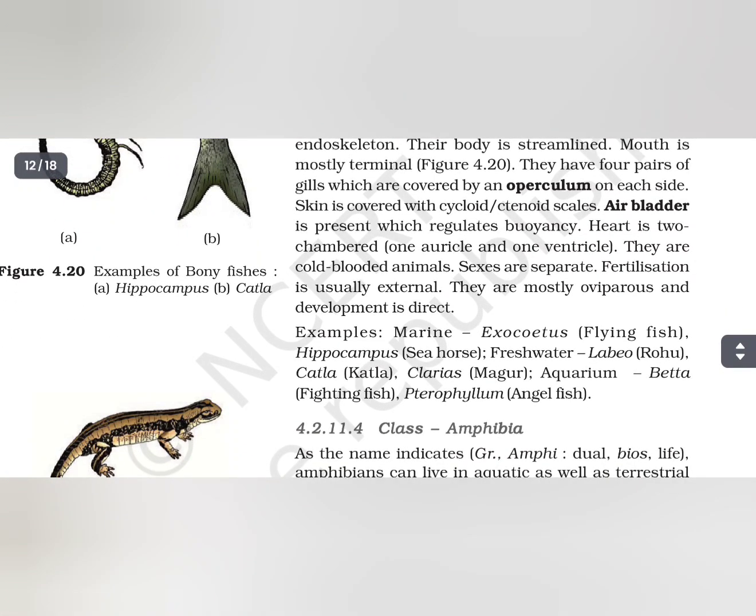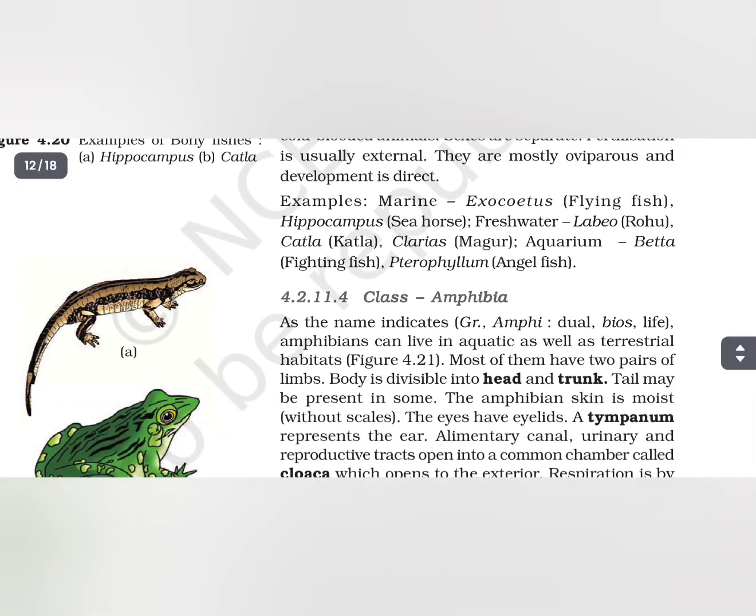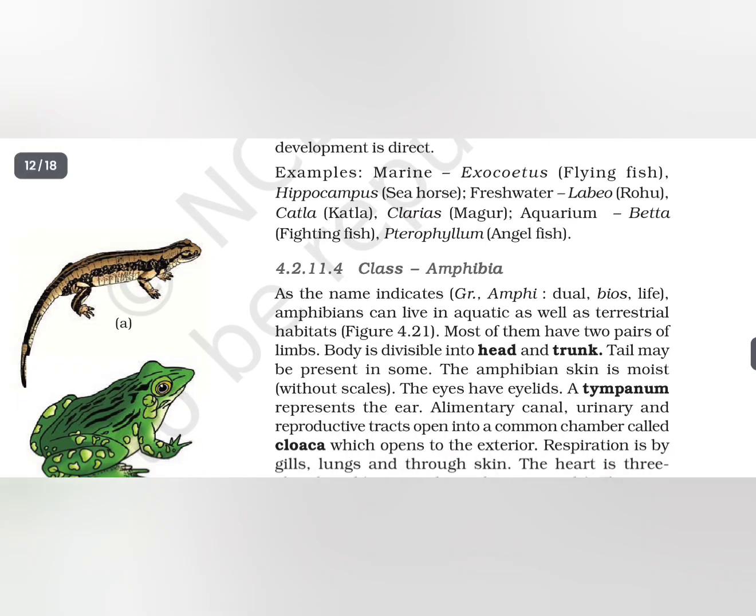Heart is two-chambered, one auricle and one ventricle. They are cold-blooded animals. Sexes are separate. Fertilization is usually external. They are mostly oviparous and development is direct. Examples: marine, Exocetus, flying fish; Hippocampus, seahorse; freshwater, Labeo, rohu; Catla, katla; Clarias, magur; aquarium, Betta, fighting fish; Pterophyllum, angelfish.